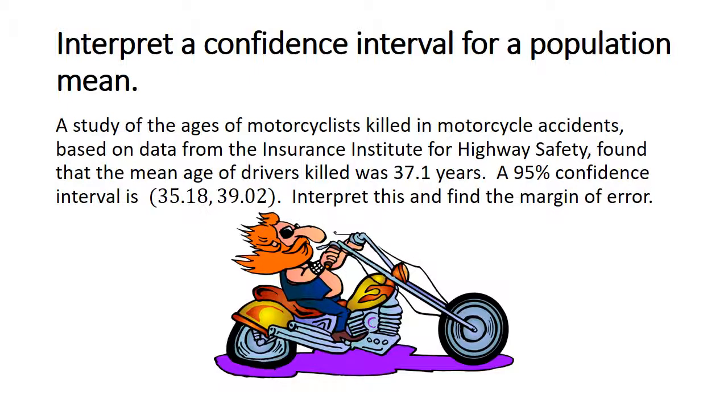So our interpretation is that we are 95% confident that the true mean age of motorcyclists killed in motorcycle accidents lies between these two values. If we have a list of data, then the rounding they did to one place past the mean is appropriate. If we are just given, here's your mean, here's your standard deviation, we typically don't go any farther than the mean. We might if it gets to some funky results, but for now, we would round this to 35.2 and 39.0.